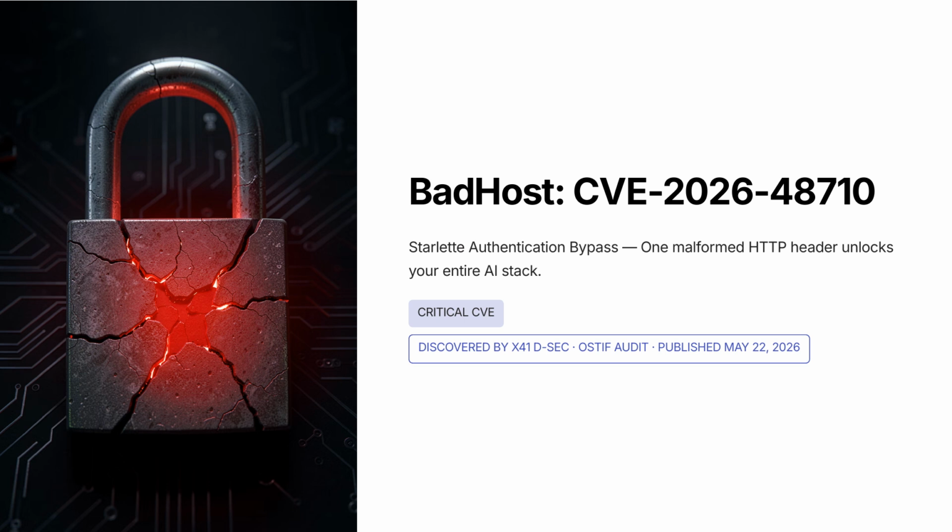BadHost, tracked as CVE-2026-48710, is a critical authentication bypass in Starlette. The key issue is that a single malformed HTTP header can undermine authentication and potentially expose an entire AI application stack. Because Starlette sits underneath FastAPI and many Python-based AI backends, a flaw at this layer carries serious impact. This is the kind of vulnerability that turns a small parsing mistake into a major security event.